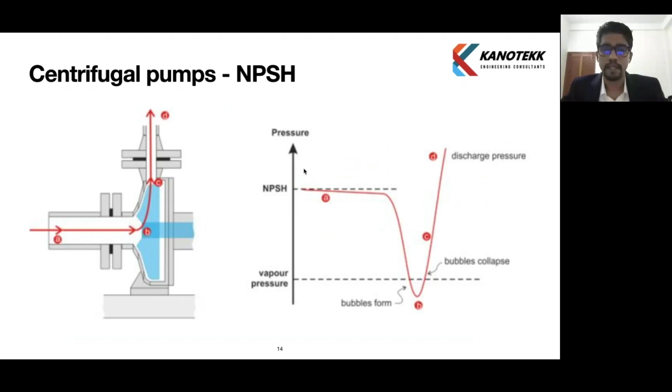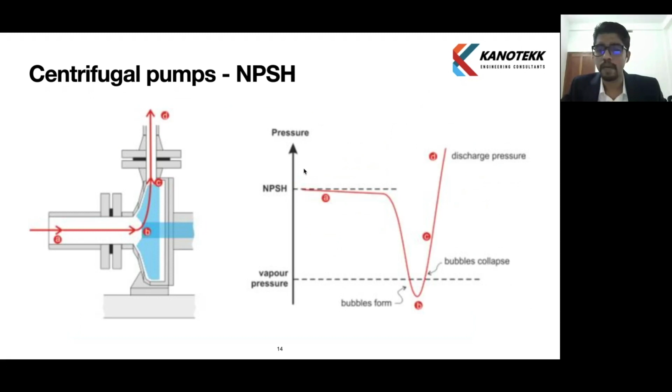So the next diagram is showing the graph of pressure, and vapor pressure is marked in a dotted line. When the pump is in operation, we can see that the pressure drops. Pressure drops at the point B, which is at the eye of the impeller. That is the lowest pressure area in a centrifugal pump, at the eye of the impeller. And after that, we can see that the pressure rises.